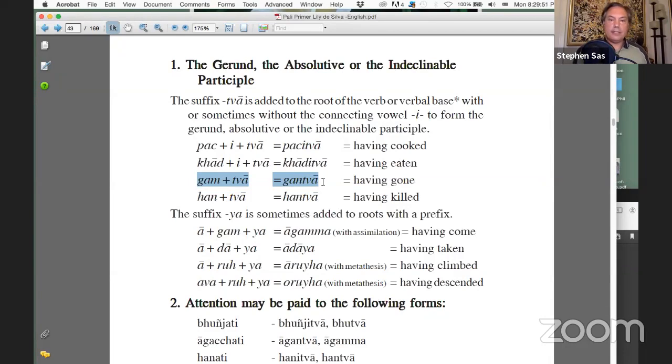Sometimes the absolutive is formed with a ya suffix. So in the first example here, agamya, which becomes agamma, it's having come. Here we have our root, gam, to go, or just perhaps go, and it's being prefixed by a strong or a long A, which sort of reverses the direction. So instead of going, it's coming. And it's using this ya suffix.